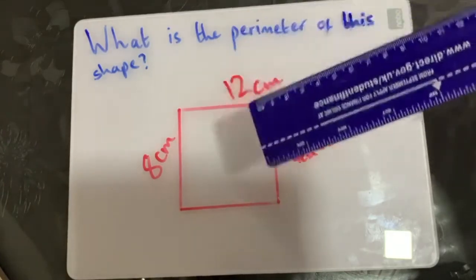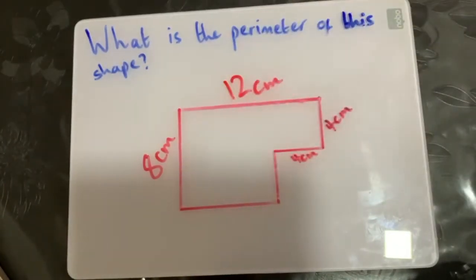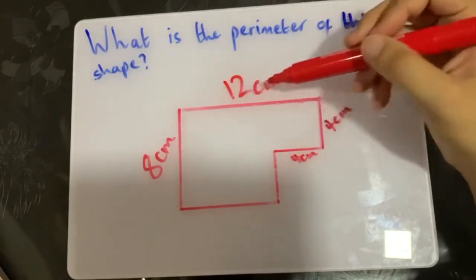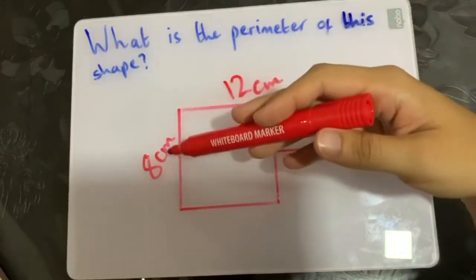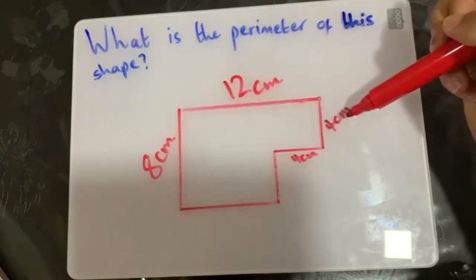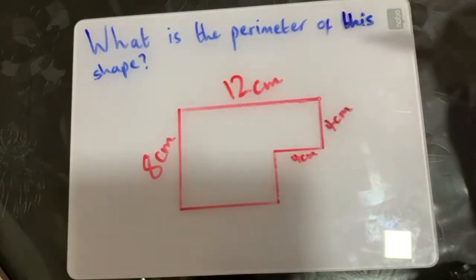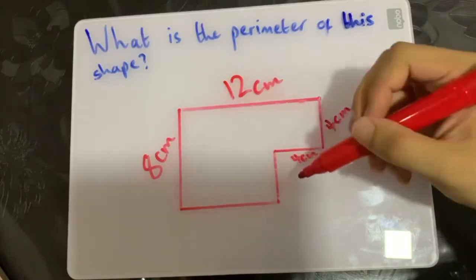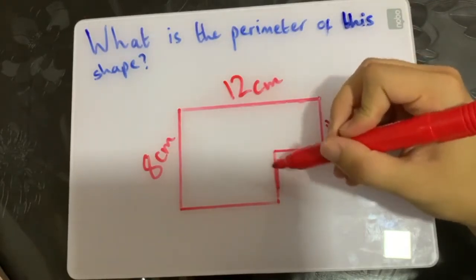Obviously, if you had a ruler, you could just measure them if they're to scale, but we're going to do it without one. So I've got my top side, which is 12, and my other big side, which is 8. And then I've got 4 centimeters here and here too. So now let's work out this side first.